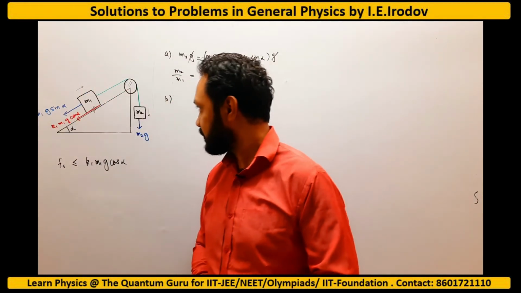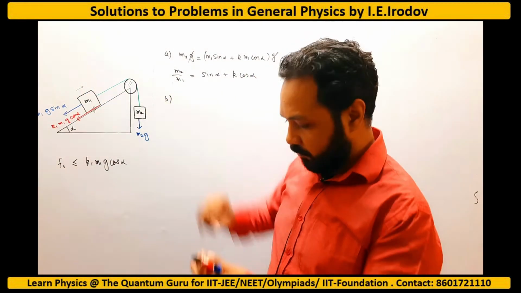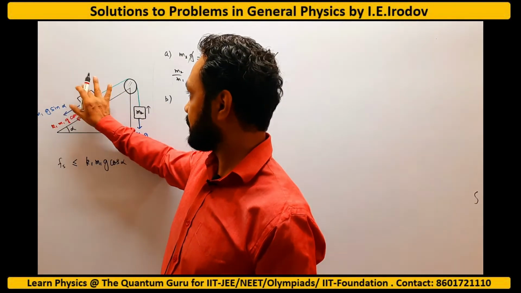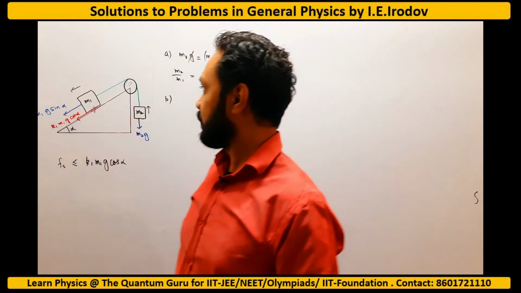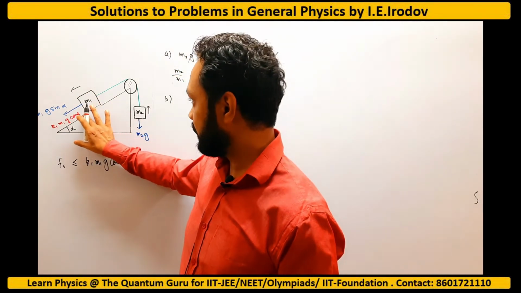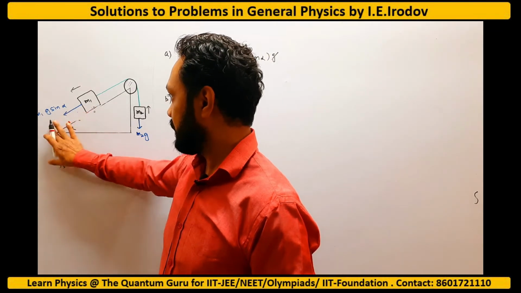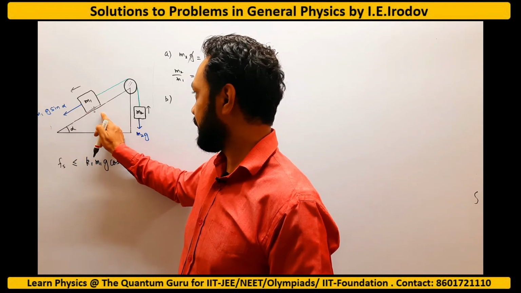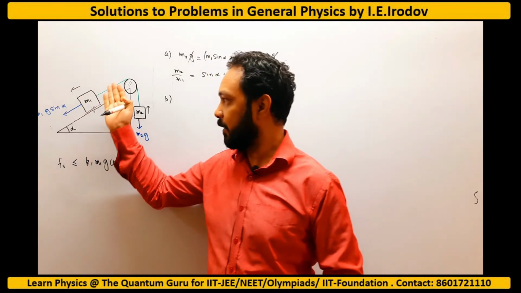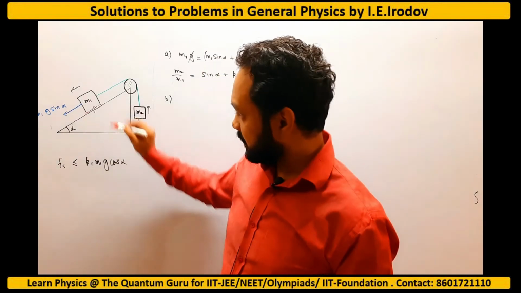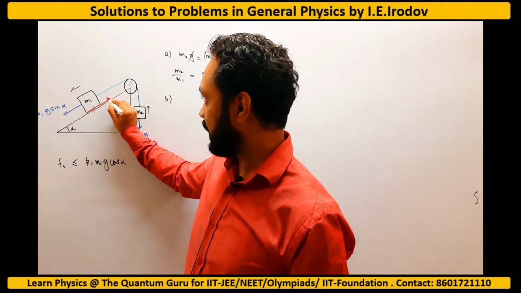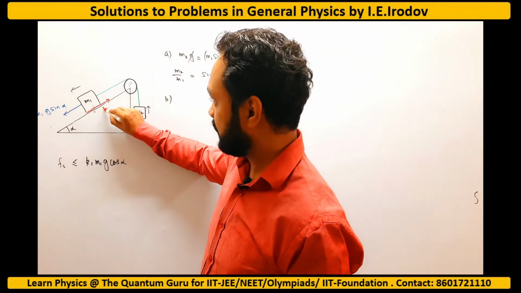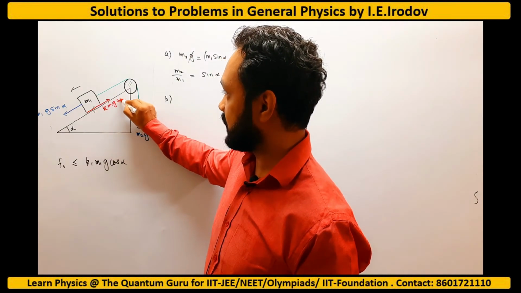Then in part B, m2 just starts going up. So if m2 is just going to go up, m1 will just go down. So what will happen now? Now the static friction will not act in this direction. Now relative motion is going to take place between the inclined plane and m1, and with respect to the inclined plane it is going downwards. So static friction will reach its maximum value and will act in the upward direction, the same static friction k m1g cos alpha.